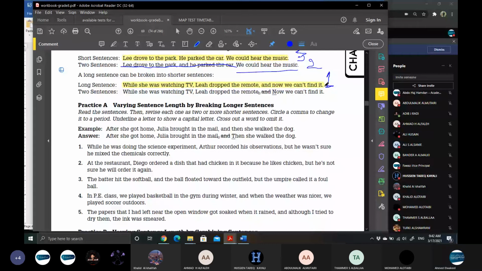And we can make the three clauses two clauses and one independent clause. So two sentences. Like, while she was watching TV, Lee dropped the remote, and put a period. That's one sentence. Now we can't find it. Another sentence. So here we have two sentences, one complex and one simple. So that's how we can change the sentence length, by adding what? By adding a period and eliminating the conjunction. Just like that. Okay?